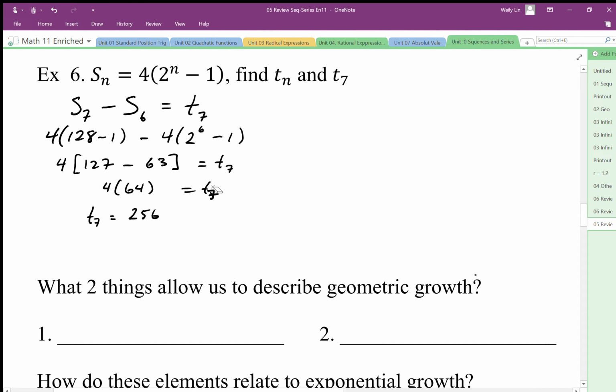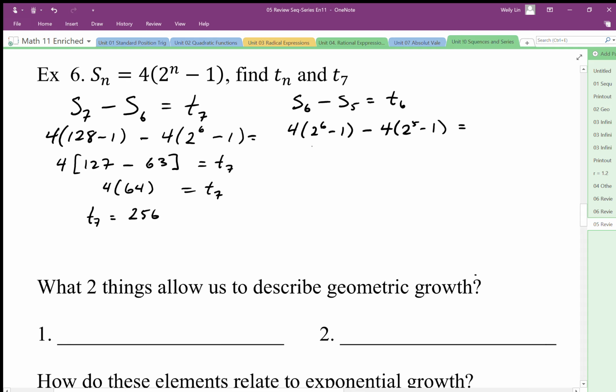So T7 equals 256. Now we can do the same thing for any other term, and if we have two terms of a series and we know it's geometric, we can work out the common ratio. So I'm going to do it for T6. S6 minus S5 is equal to T6. Plugging this in, I get 4 to the power 6 minus 1 minus S5, which is 2 to the power 5 minus 1. That's going to give me T6.